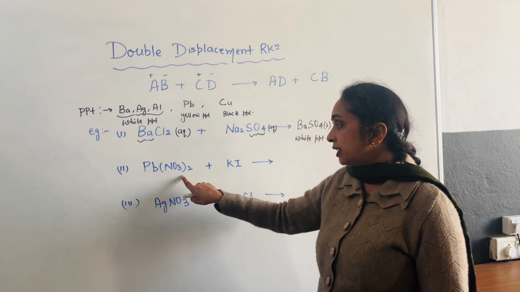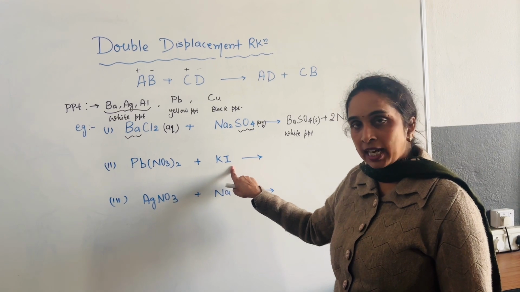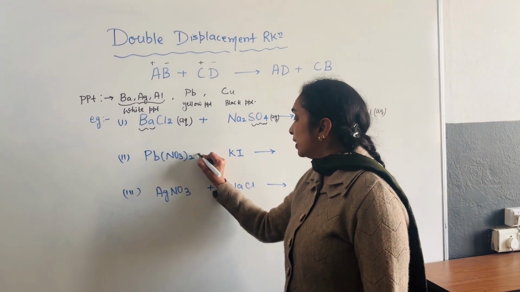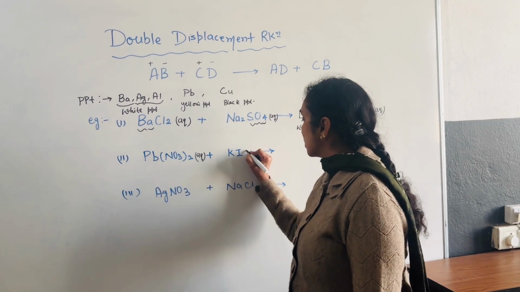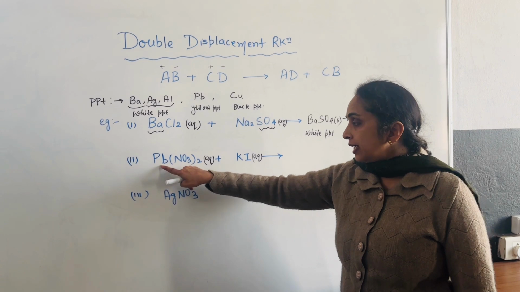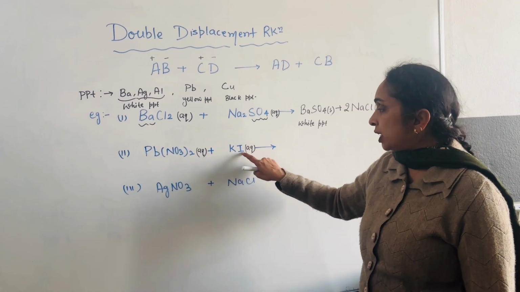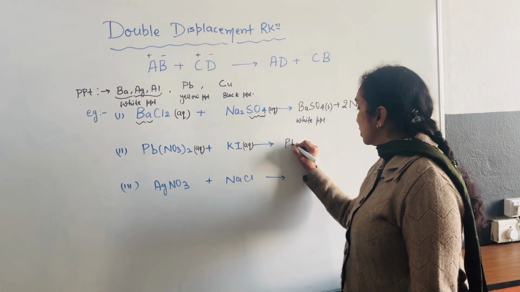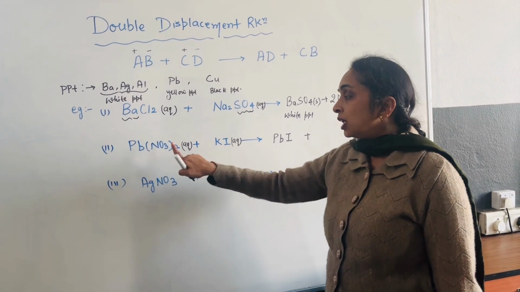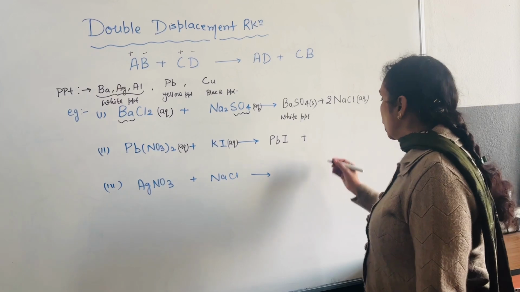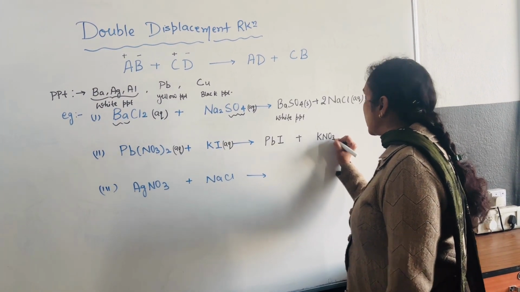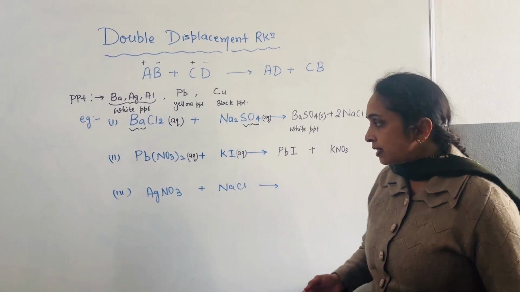When lead nitrate reacts with potassium iodide, what is the physical state of these two? It is always and always aqueous. Now lead combines with iodine to form lead iodide, and potassium combines with nitrate to form potassium nitrate. Once again we have to balance it.